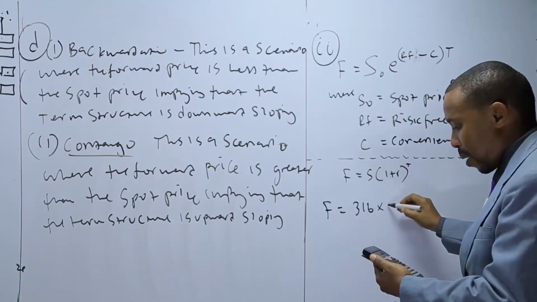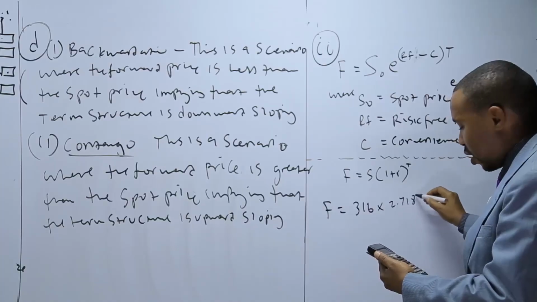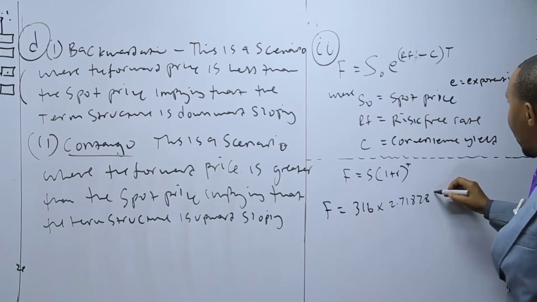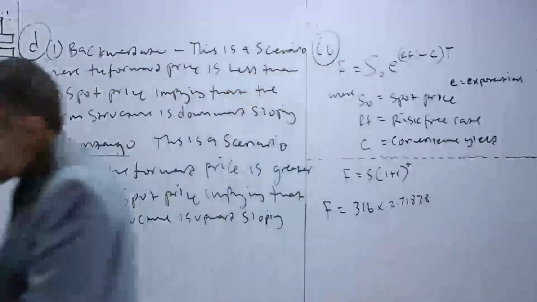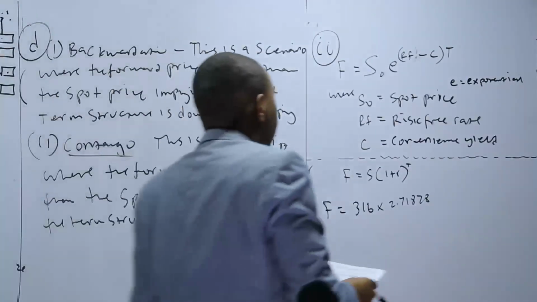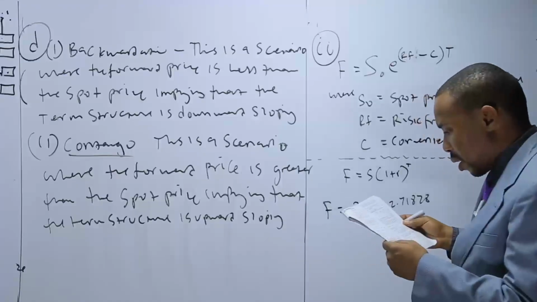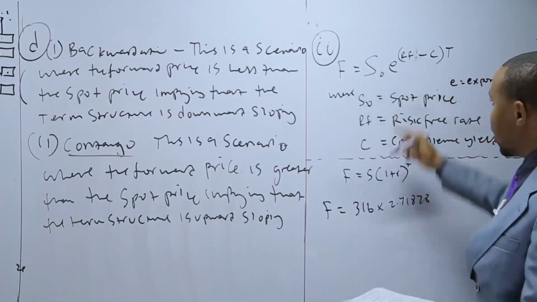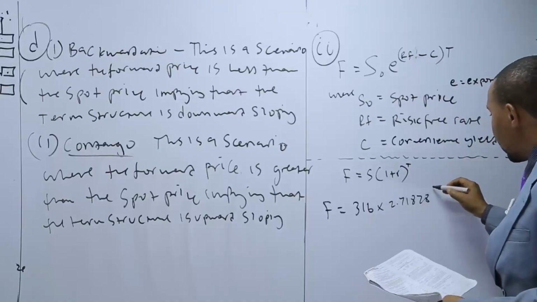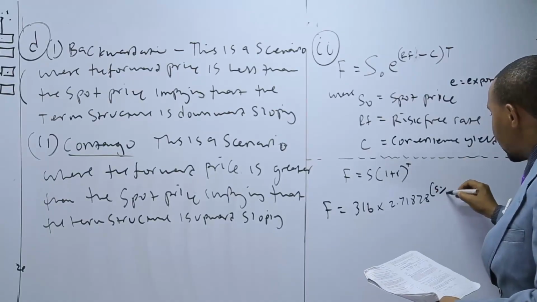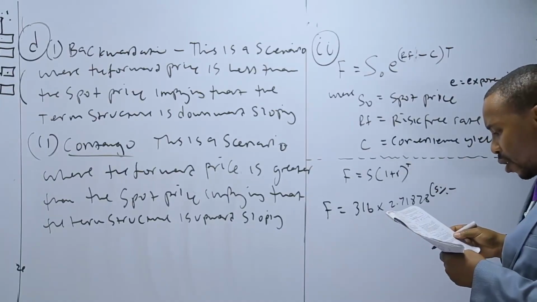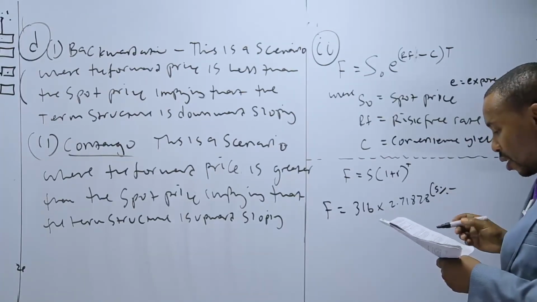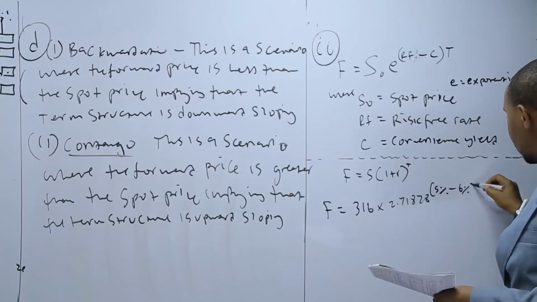So multiplied by 2.71828 and like that, and then you raise it to power RF. In this case, our risk-free rate is how much? Risk-free rate of lending and borrowing. You can lend and borrow cash at 5%. That is the risk-free rate. So power 5% minus, is there any component of the lease rate, the convenience yield? The lease rate is 6%, so minus 6%, like that.